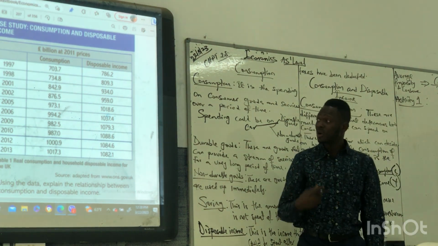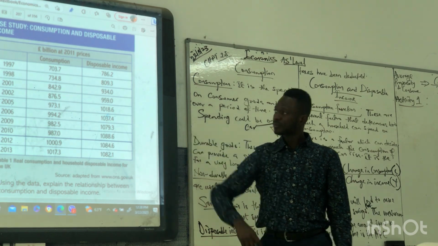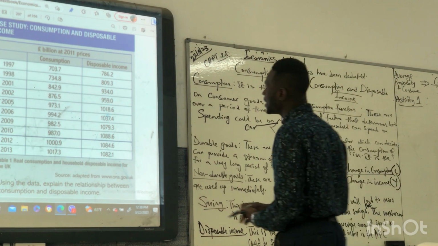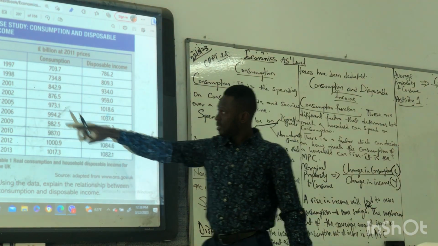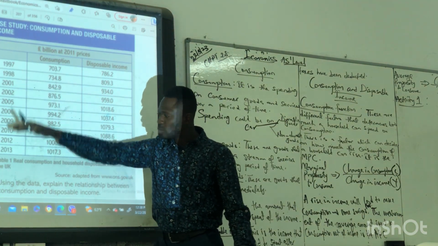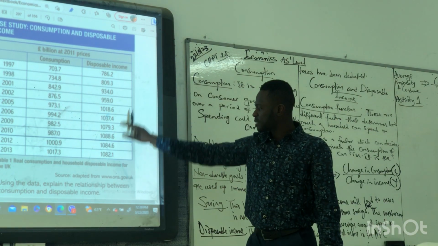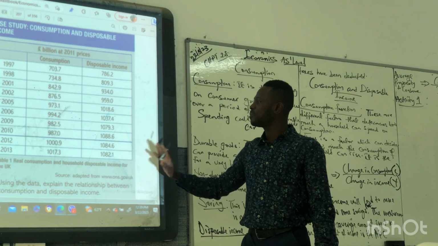No. So this takes us to this activity. For this activity, it's a case study for consumption and disposable income, 1997, 1998, 2001 to 2013. The first question says, using this data, explain the relationship between consumption and disposable income.